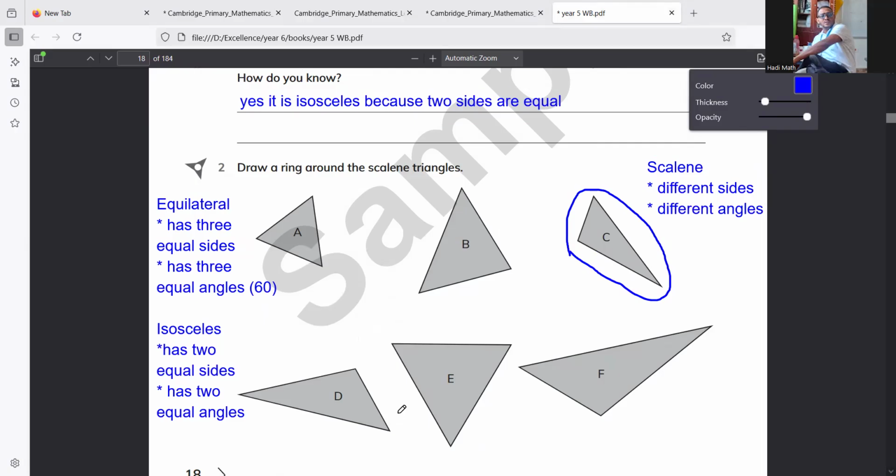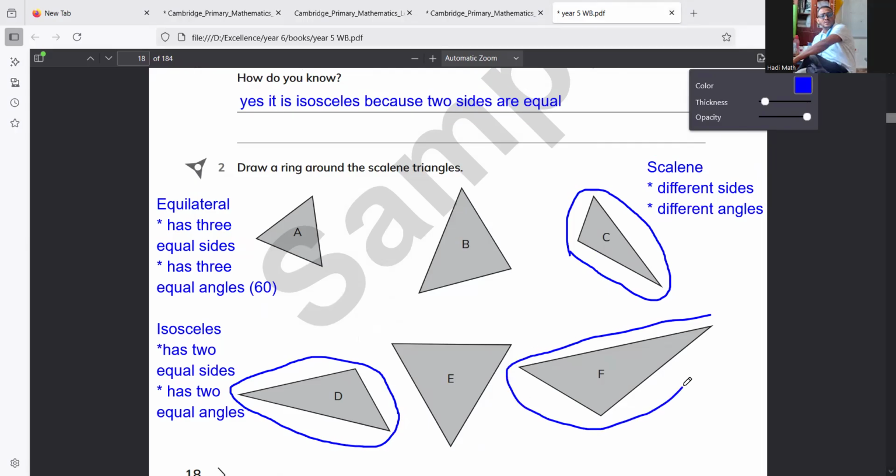Also number D is scalene because the sides have different lengths. You draw a ring around this one. And I think E also is scalene, so it also has different lengths. So you draw a ring around it, because it's a scalene triangle.